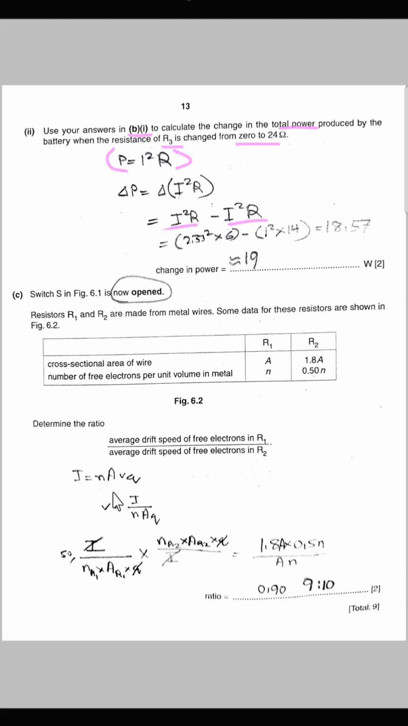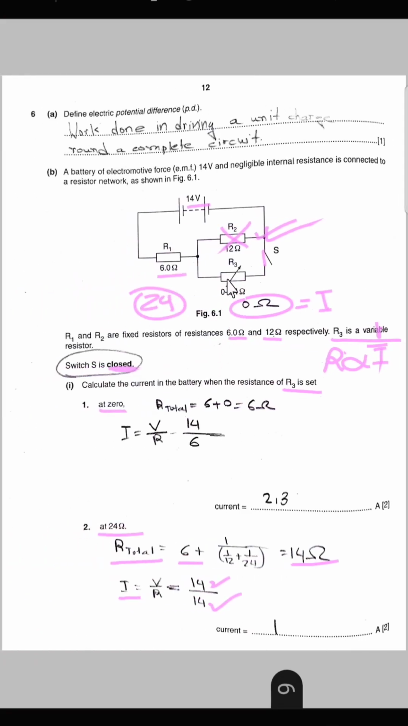Now we have to consider that switch S is now open. Since switch S is open, we can now ignore the part R3, because it is no longer used, and all the current passes through R2 and no current passes through R3.